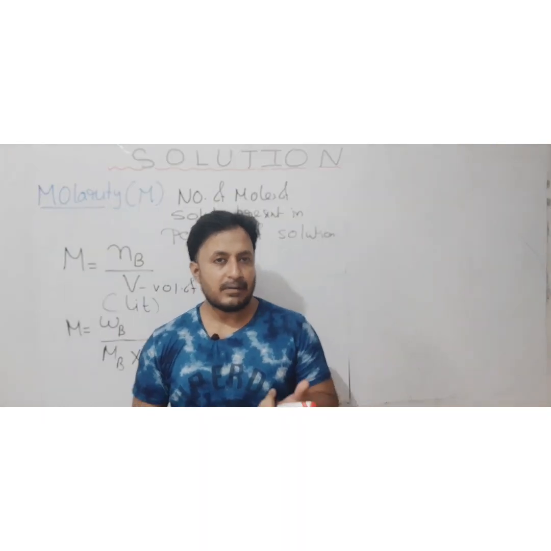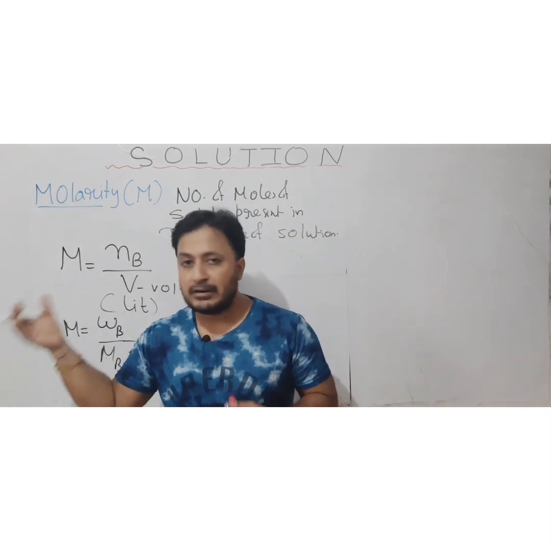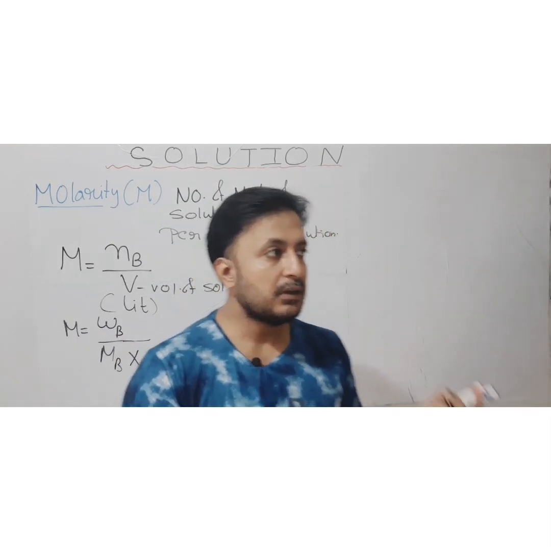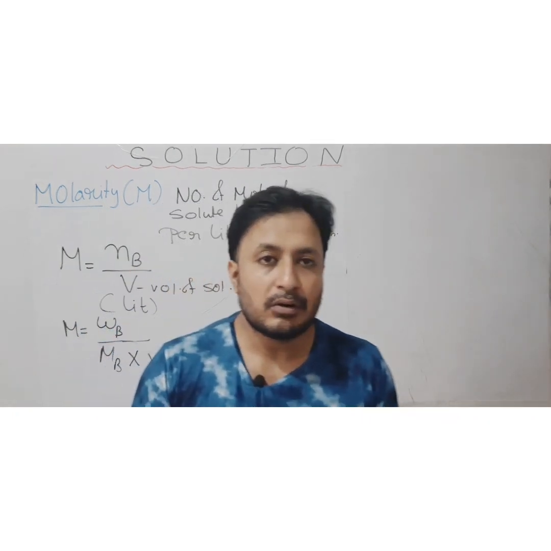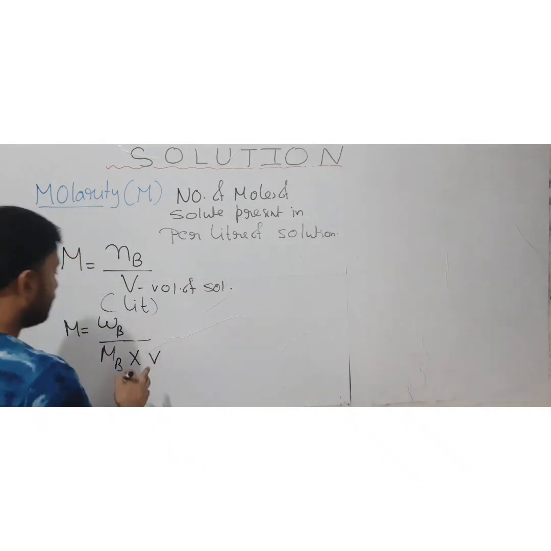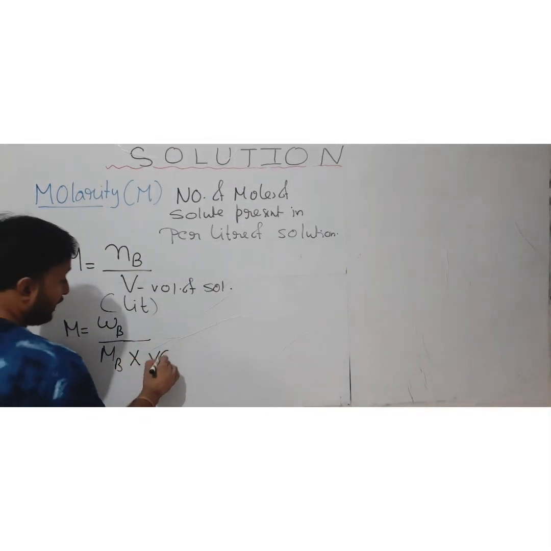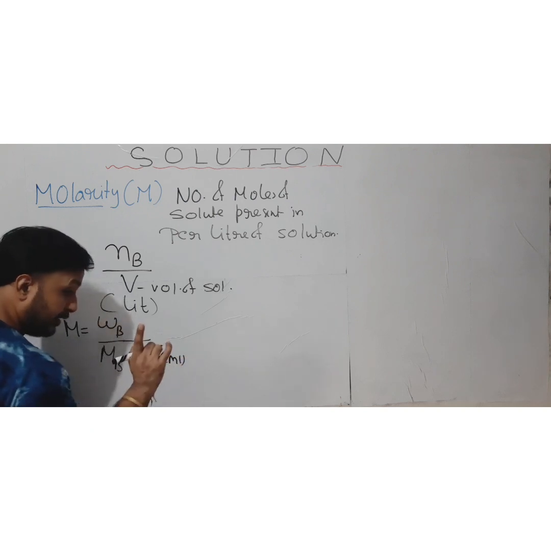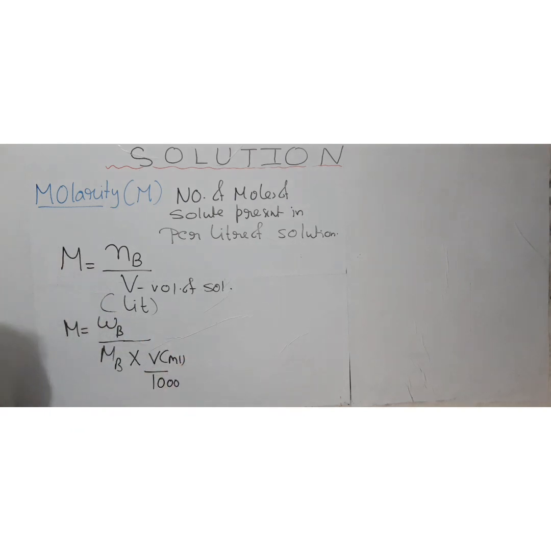Generally you are having a 500 ml flask beaker, or maybe the 100 ml beakers. So basically when we are making the solution, the beaker volume is going to be in milliliter or centimeter cube. So we are not having it in liter. So if the volume of solution is given in milliliter, then it should be divided with 1000, in order to convert it into liter.